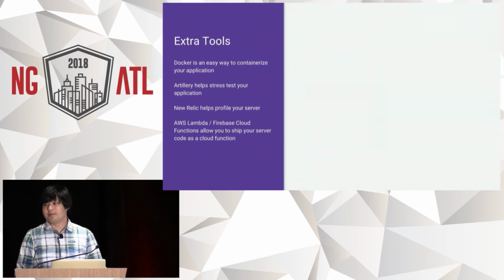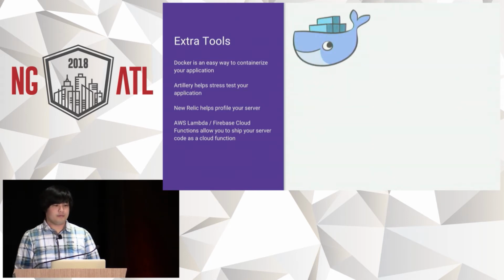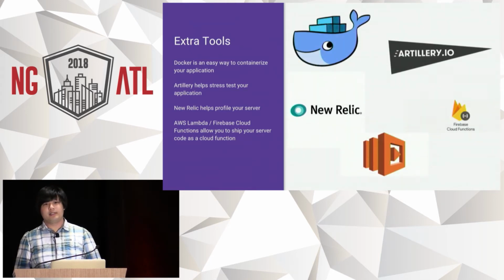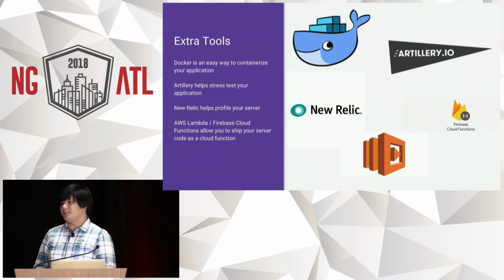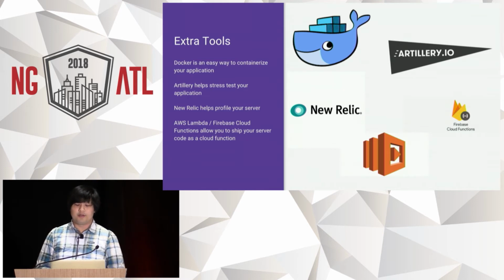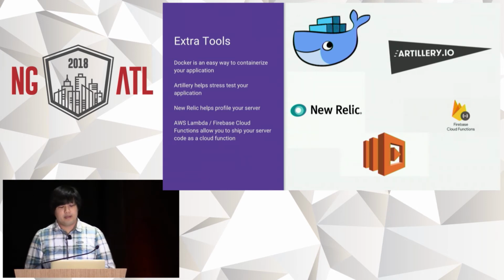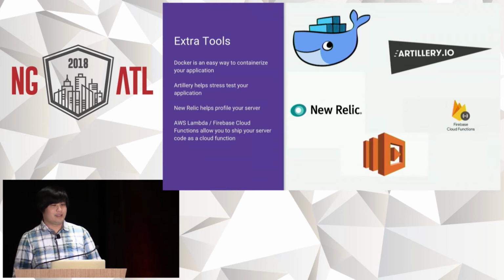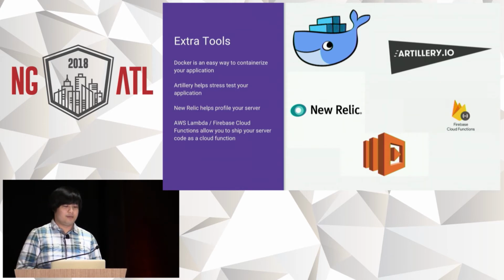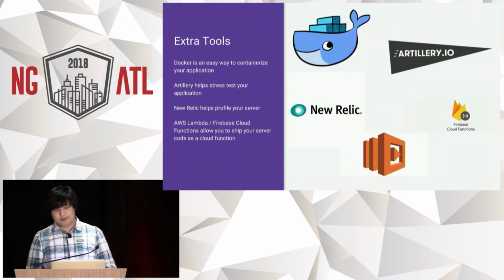Here are some extra tools that you might find useful when building a node application. You can use Docker to containerize your application and ship it to many different ecosystems. Artillery lets you stress test your application so you can ensure that your application can handle all of the needs of your user base. New Relic can help you debug what's slowing down your responses, and you can make sure that your server responds quickly. You can also ship your server code as a cloud function using either AWS Lambda or Firebase Cloud Functions.